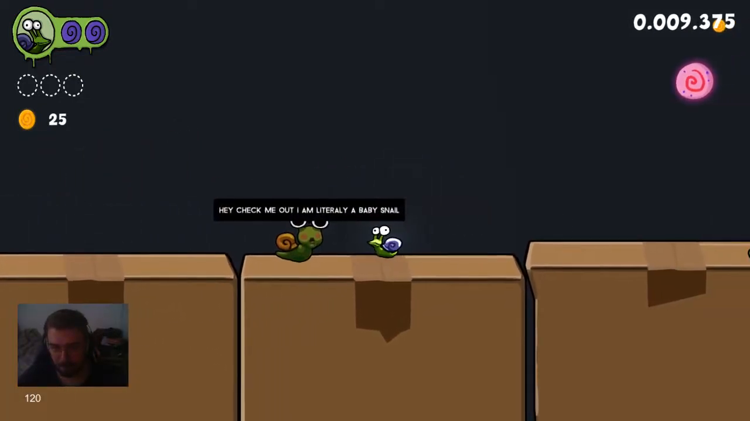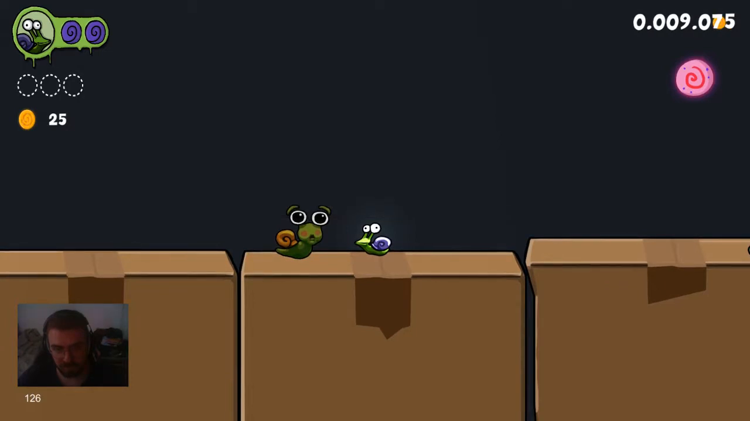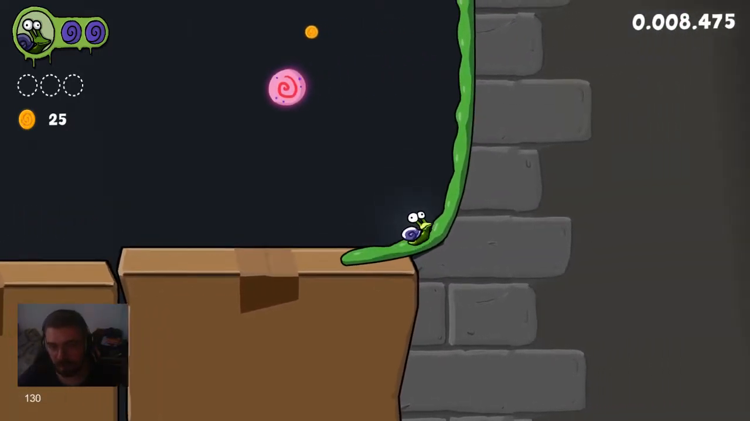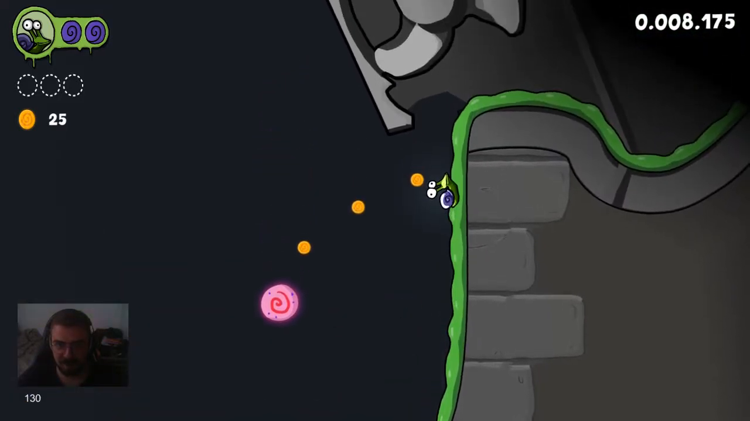Hey, you! Check me out! I'm a baby snail. I'm literally a baby snail. And so, people really like the baby snail for some reason, so I decided to add more of them.